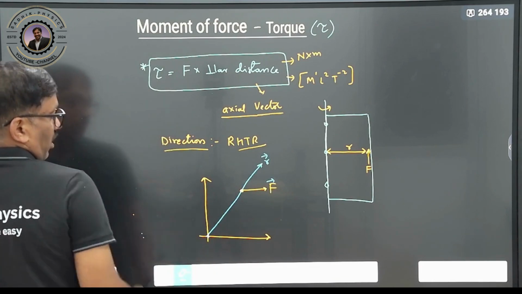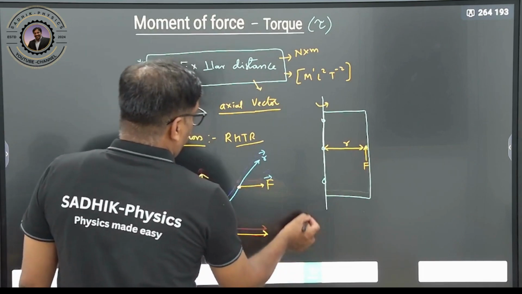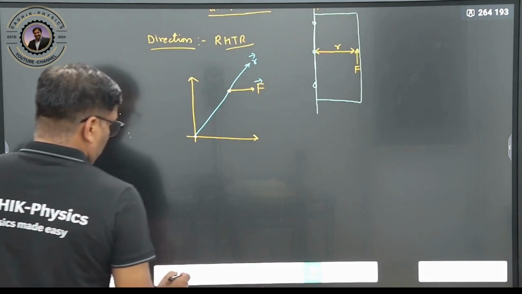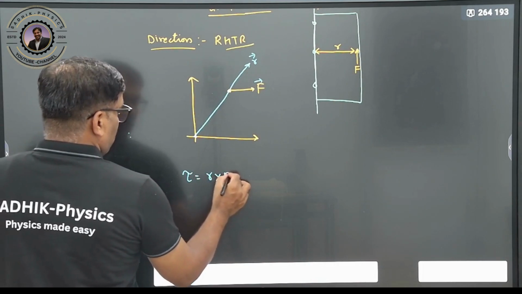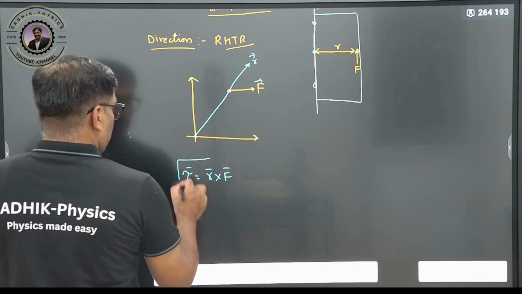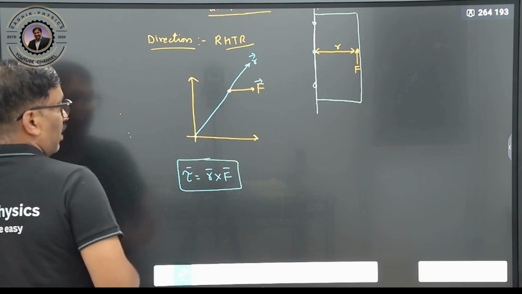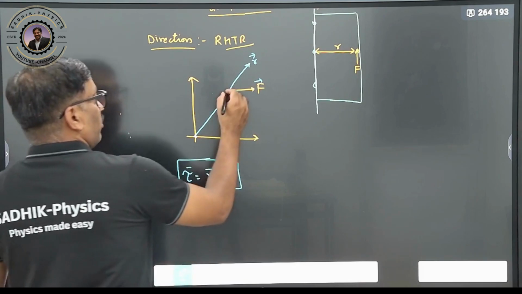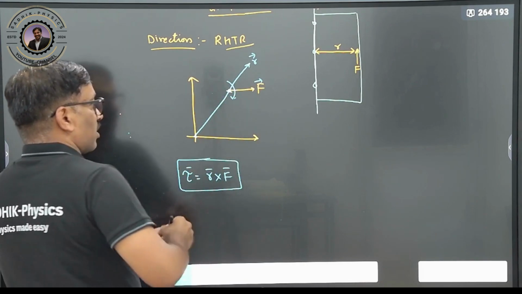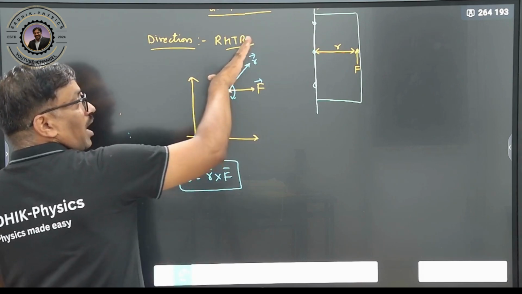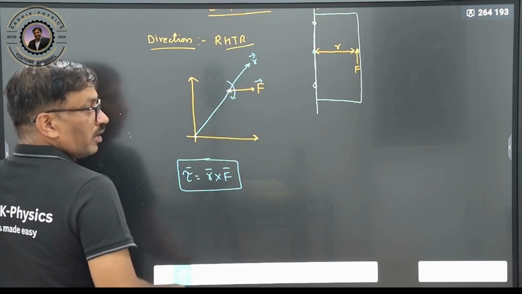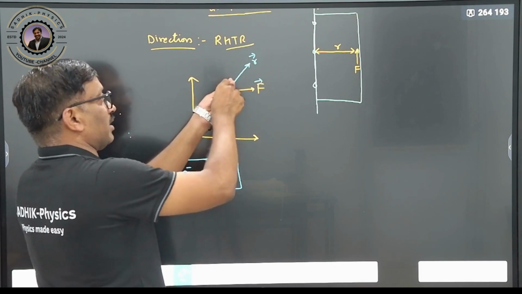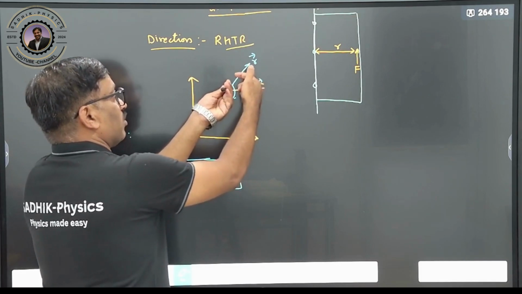Therefore here the torque can also be written as, what is the formula here now? Torque can be written vectorially as R cross F. Clear? Here it is going to exert the torque. The torque direction is what? This is R cross F, into this one. So the torque is acting like this, definitely perpendicular to this one.